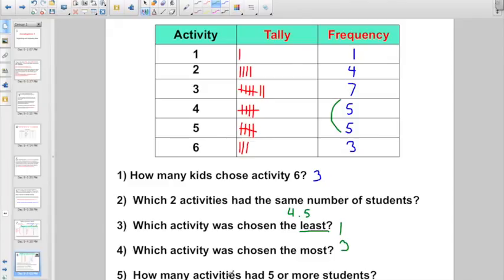And how many activities had 5 or more students? Well, that's 5, and that's 5, and 7 is more than 5. So they say, how many activities? What do I got here? Looks like 3 different activities. That's how many activities, right?